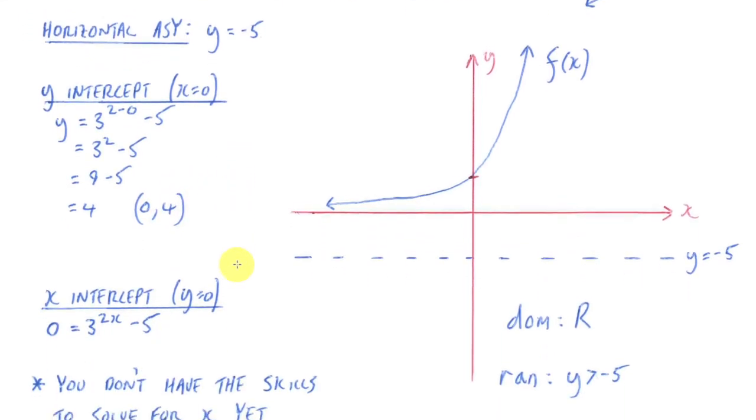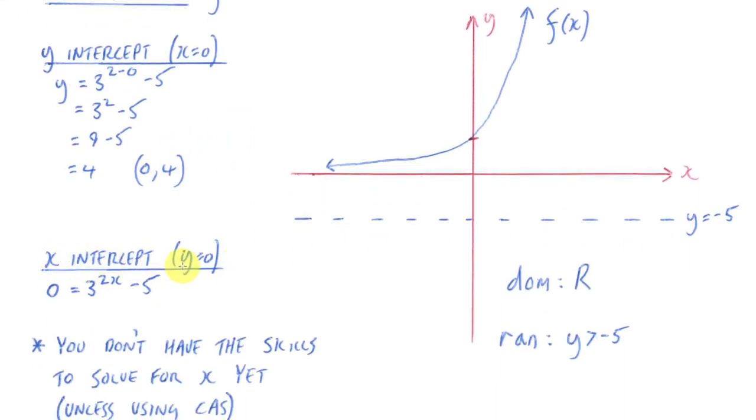For my x-intercept, I make y equaling 0, and I need to solve for x. At this stage, you don't have the skills to do this. Later on, we'll talk about logarithms, and I'll show you how that works, and we can evaluate this, but at this stage you don't, so we don't need to place that in. But it will cut through somewhere along the x-axis.